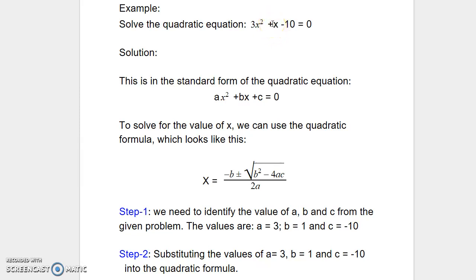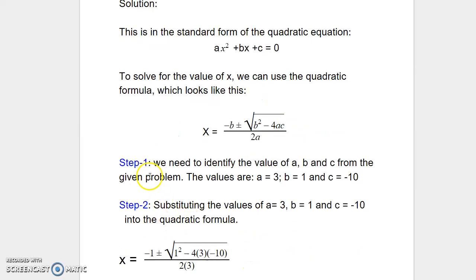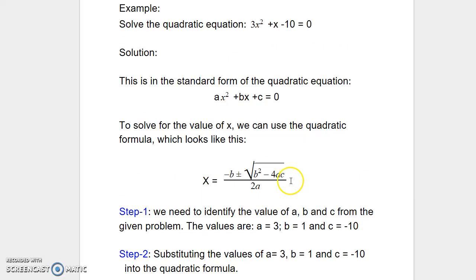The ones are implied, so we normally don't write 1. If there is nothing in front of x, it means 1x. Okay, so that's the reason why the value of b is going to be equal to 1. And once we have the values, we're going to substitute that into the quadratic formula. And then once we have successfully substituted the values, we're going to simplify it and then arrive at our answer.